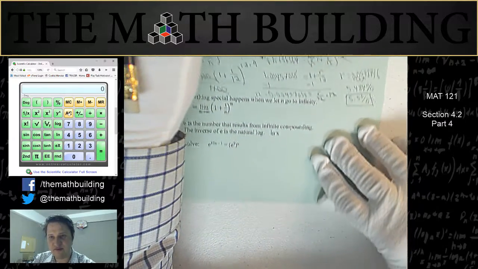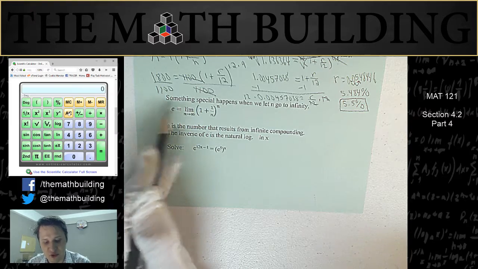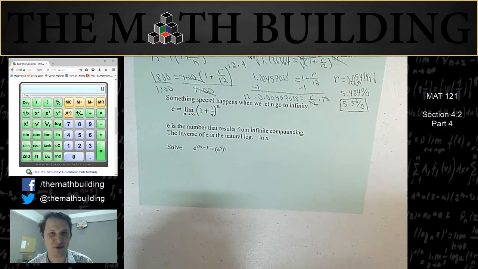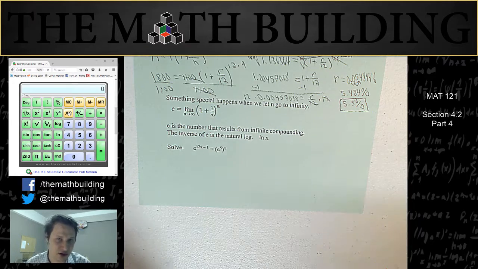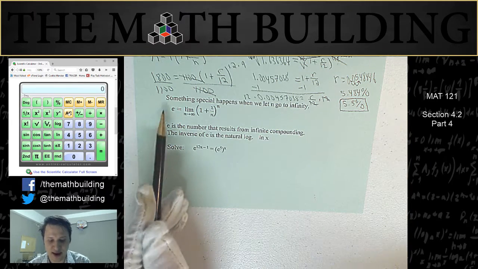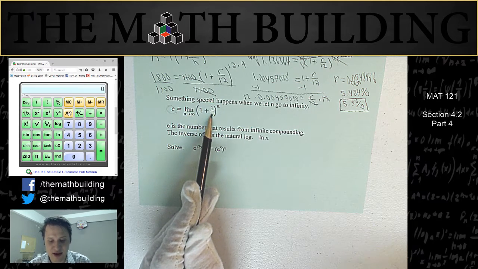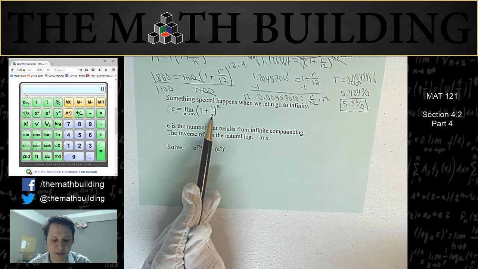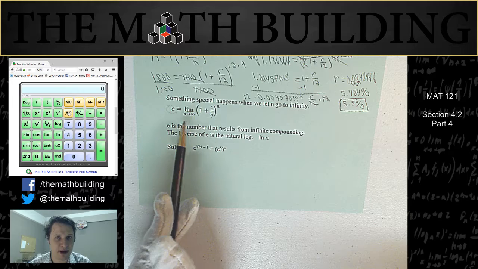There's a very, very, very magic number called e. And basically, e is formed by doing infinite compounding. And e is such a special number that it deserves its own series of videos. So we're not going to get too much into e right now. Just know that e is the result of taking a limit and basically doing an infinite amount of compounding on smaller and smaller intervals.